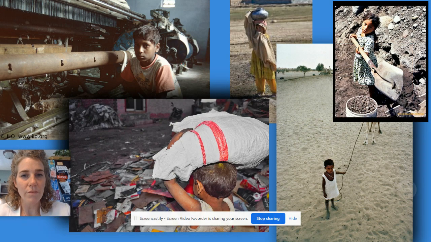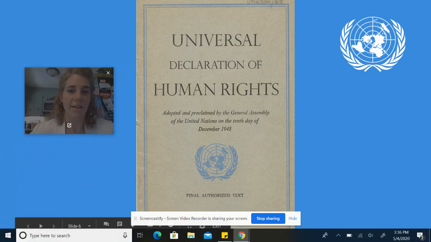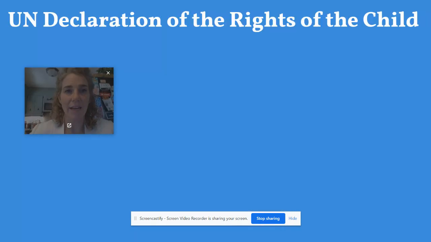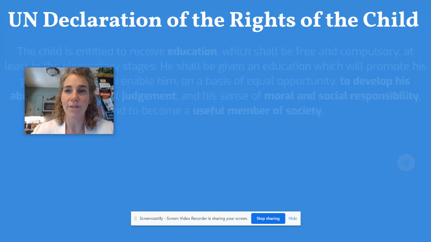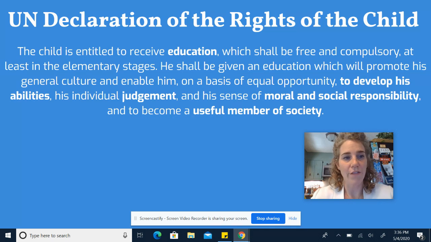So the Universal Declaration of Human Rights is against the idea of child labor. And in fact, the UN followed up on this idea in 1959 with the Declaration of the Rights of the Child. And instead of working, the UN says that children should be given the right to receive an education that helps him or her develop his abilities, judgment, sense of moral and social responsibility, and to become a useful member of society.